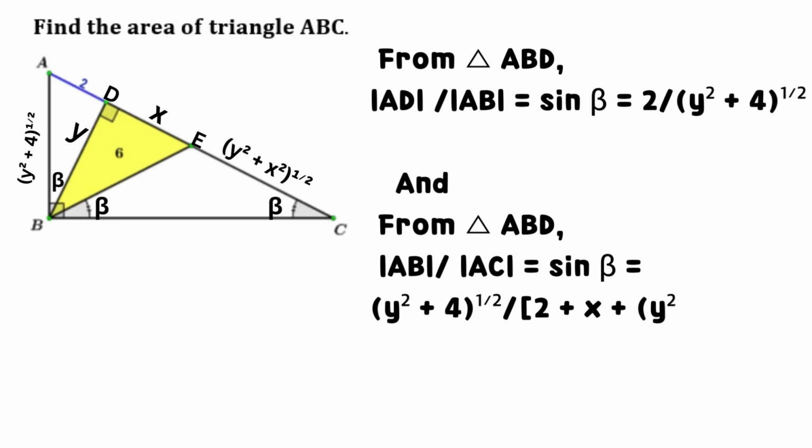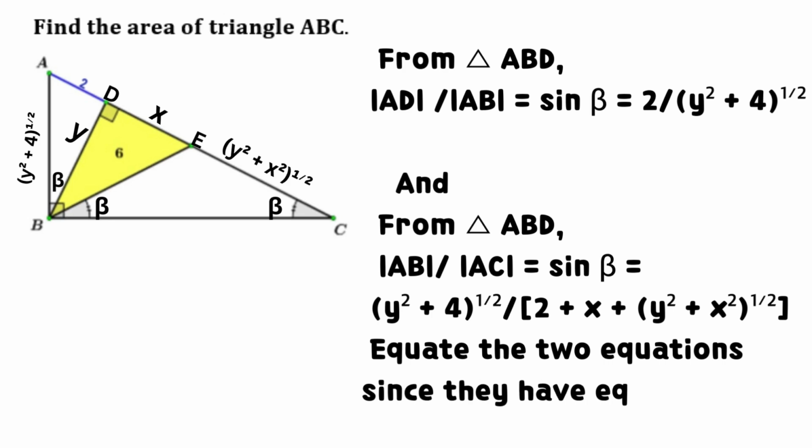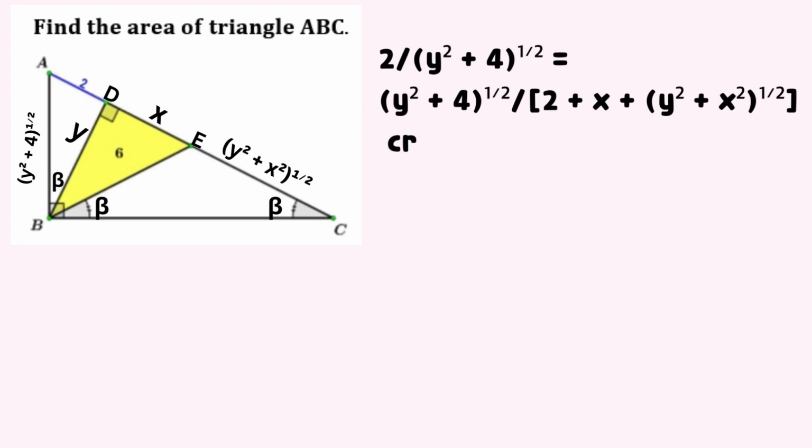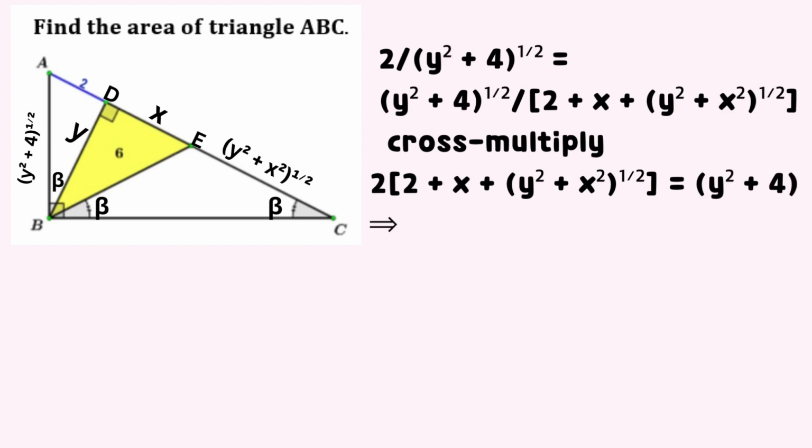From triangle ABD, AD divided by AB equals sine beta, which equals 2 divided by the square root of the sum of the square of Y and 4. And from triangle ABD, we obtain two equations which are equal to sine beta as shown on the screen. Equate the two equations since they have equal sine beta. It implies that 2 divided by the square root of the sum of the square of Y and 4 equals the value shown on the screen.